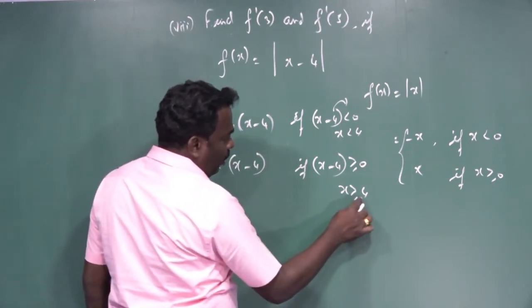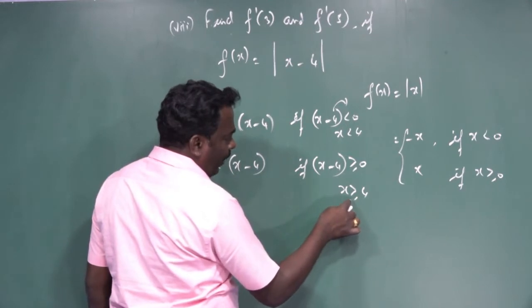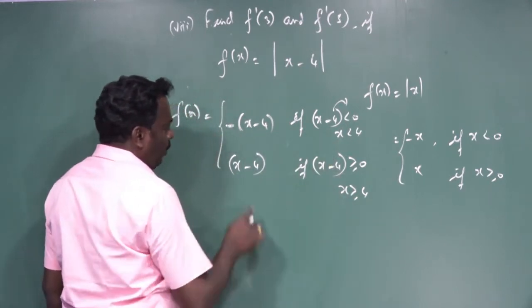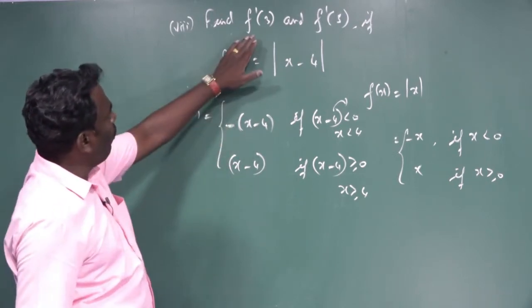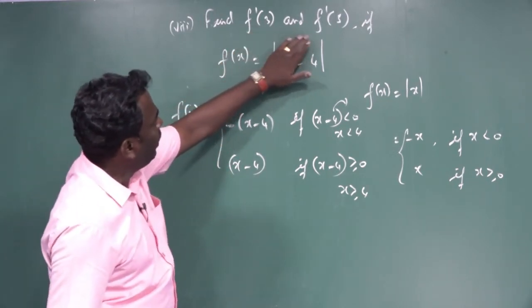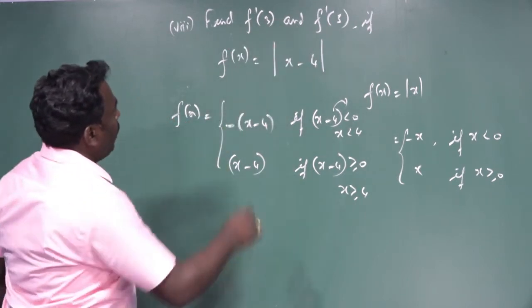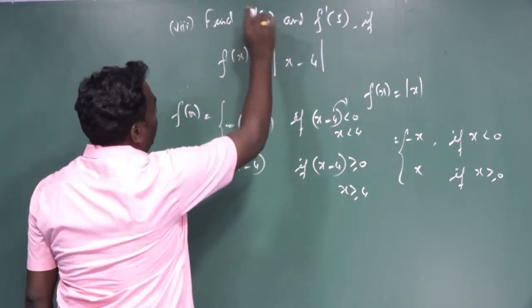And x takes the value equal to 4 and more: 4, 5, 6, etc. For those x values, the function value is equal to x minus 4. And using this function value, we have to find the derivative. First derivative of 3, first derivative of 5. What does the first derivative mean?